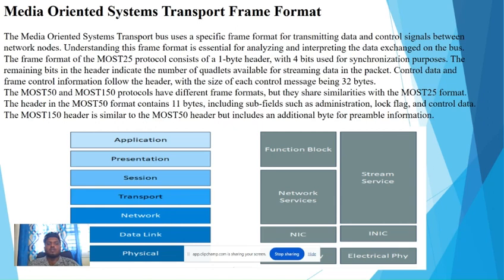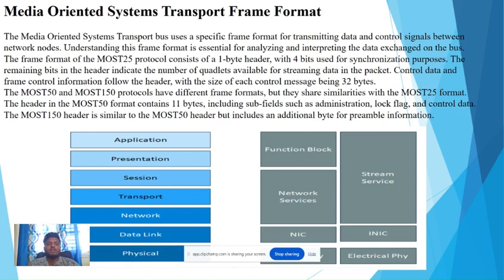The media-oriented system transport uses a specific frame format for transmitting data and control signals between network nodes. Understanding this frame format is essential for analyzing and interpreting the data exchanged on the bus. The frame format of the MOST25 protocol consists of a 1 byte header with 4 bits used for synchronization purposes. The remaining bits in the header indicate the number of quadlets available for streaming data in the packet. Control data and the frame control follow the header, with the size of each control message being 32 bytes.